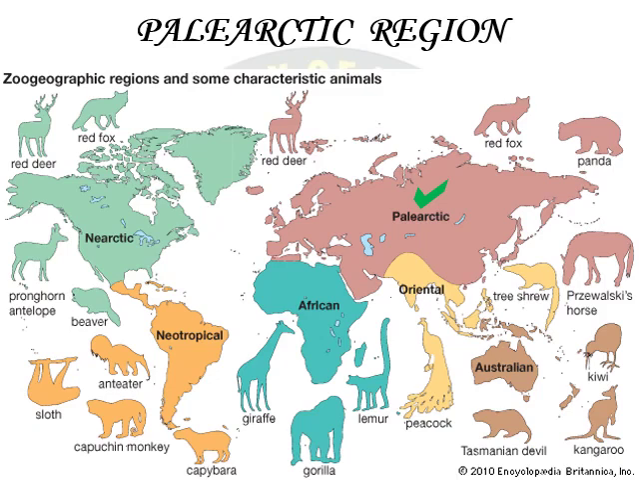Number one is the Euro-Siberian subregion. Number two is the Mediterranean basin. Number three is the Sahara and Arabian Desert. Number four is Eastern and Central Asia. And number five is East Asia. These are the five subregions of the Palearctic region.